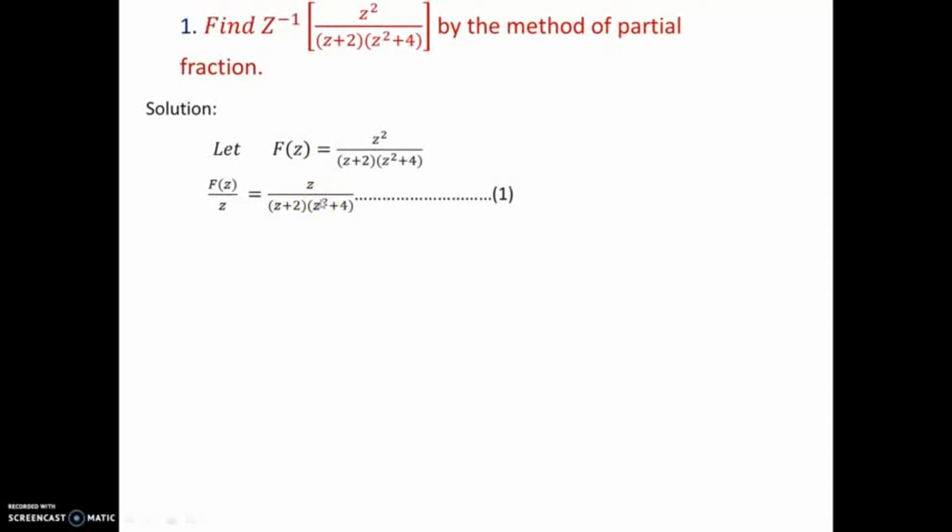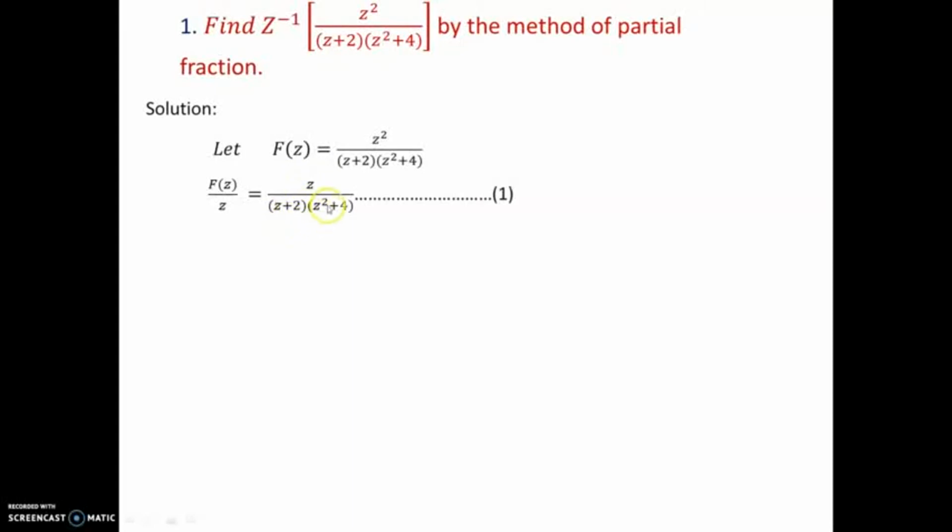Before splitting into partial fractions, first we check whether the given fraction is a proper fraction or an improper fraction. We already know that for a proper fraction, the degree of numerator is strictly less than the degree of denominator. In this problem the given fraction is a proper fraction. Therefore, we split into partial fractions directly.